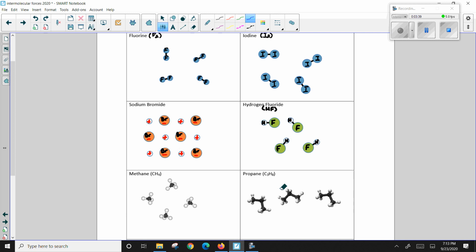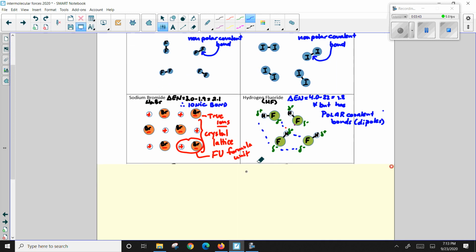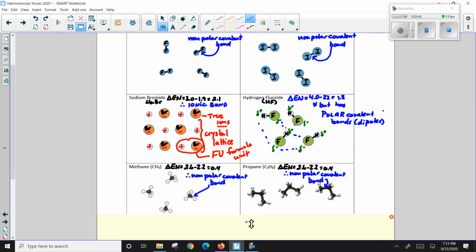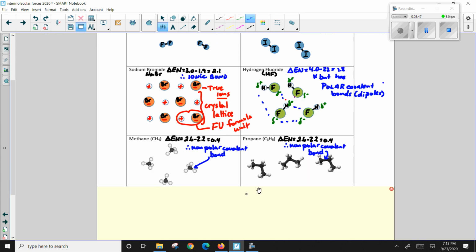Then I have methane and propane. Methane and propane, remember, are both hydrocarbons. If you look at the difference in electronegativity, they're both 0.4. Very small, because we only have carbon and hydrogen here. So in other words, we don't have any charges with these molecules. There's no charges, and the only thing that can happen is London dispersion. So London dispersion for both of these.